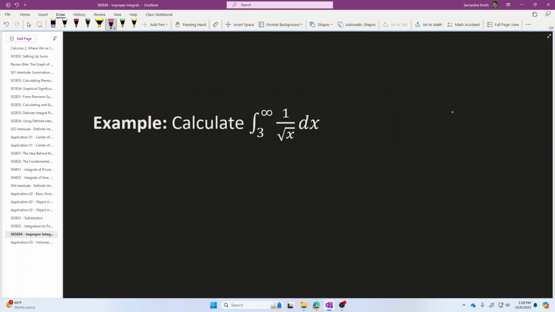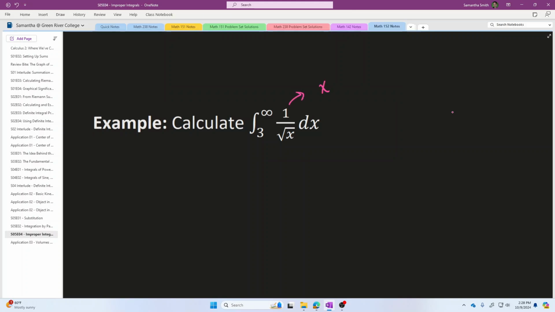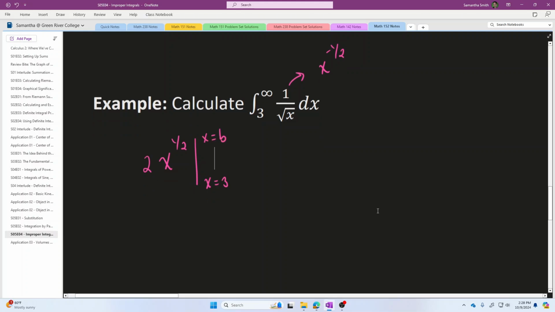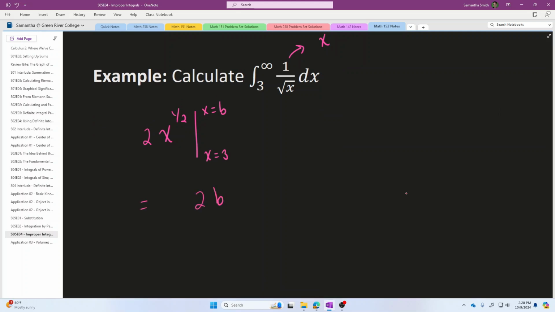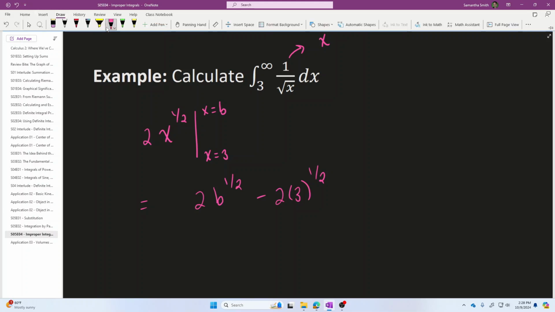I'm going to go ahead the usual way, and I'm going to start by finding the antiderivative of this integrand, which I can think of as x to the power minus 1/2. If I apply the power rule to that, increase the power by 1 unit, and then divide by that increased power, I can then evaluate as x goes from 3 up to a placeholder value that I will just call b. And if I plug that in, I get 2 times b to the power 1/2 minus 2 times 3 to the power 1/2. And then I'm going to let b approach infinity.